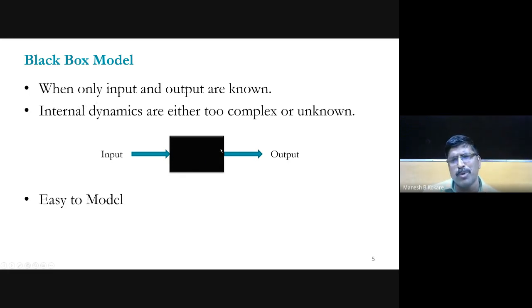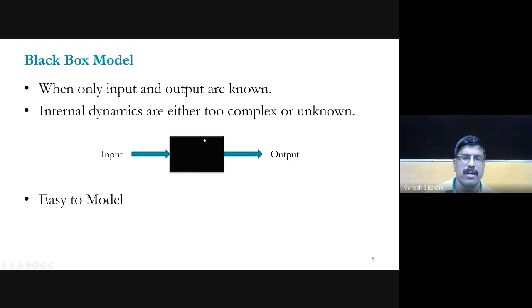Suppose you don't know anything about what kind of system is there, but you know the input and you know the output. From input and output, you can model that system. When only input and output are known and the internal dynamics are either too complex or unknown, the model you get from the input and output relationship is called the black box model. This is easy to model because you are just modeling from the input and output relationship.